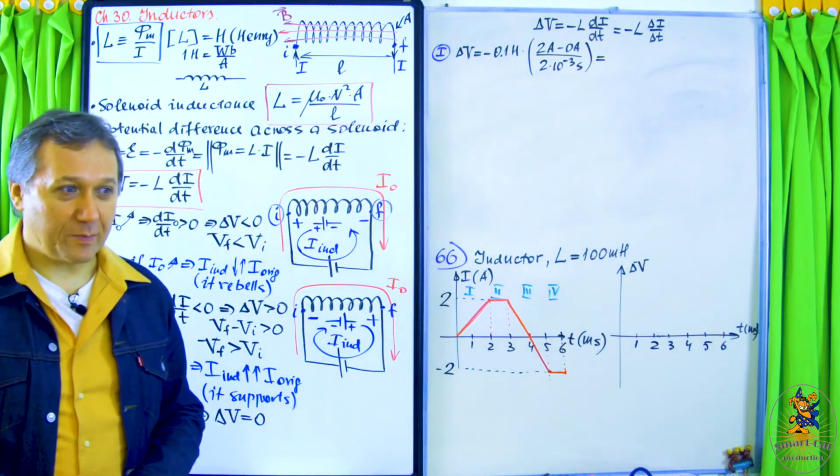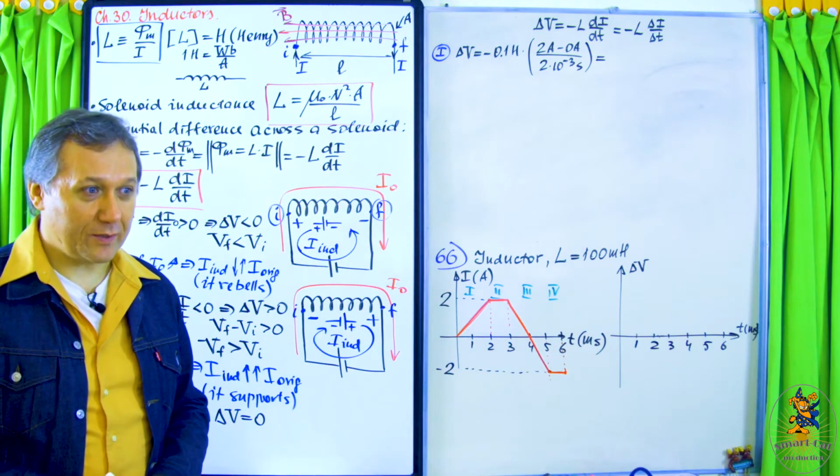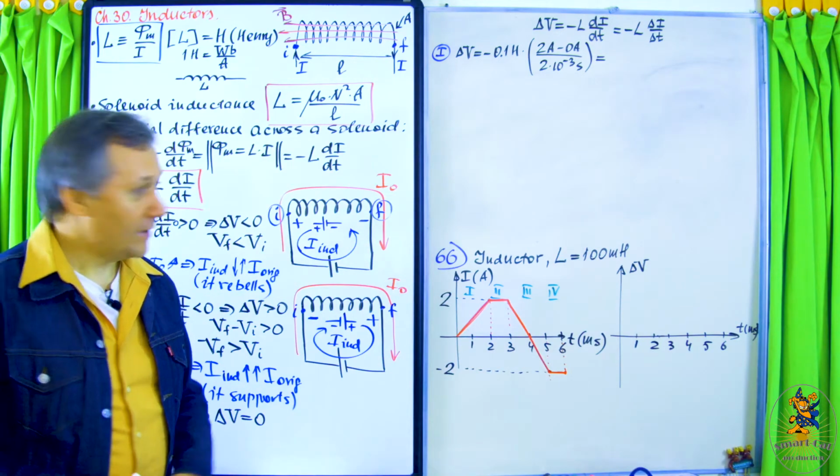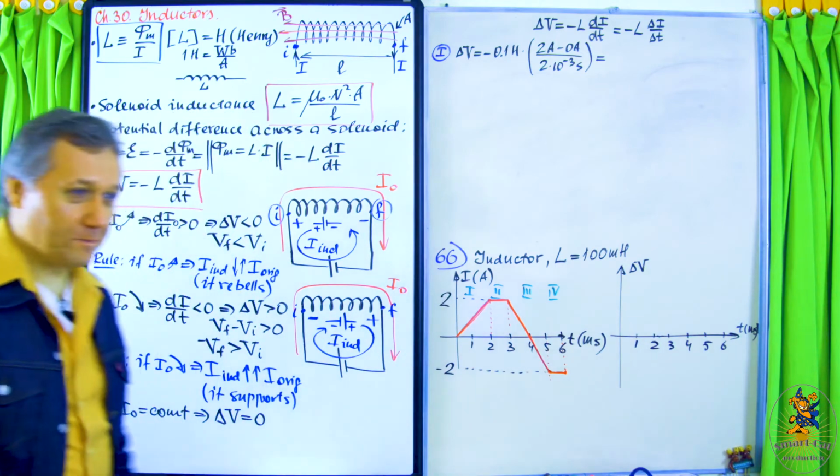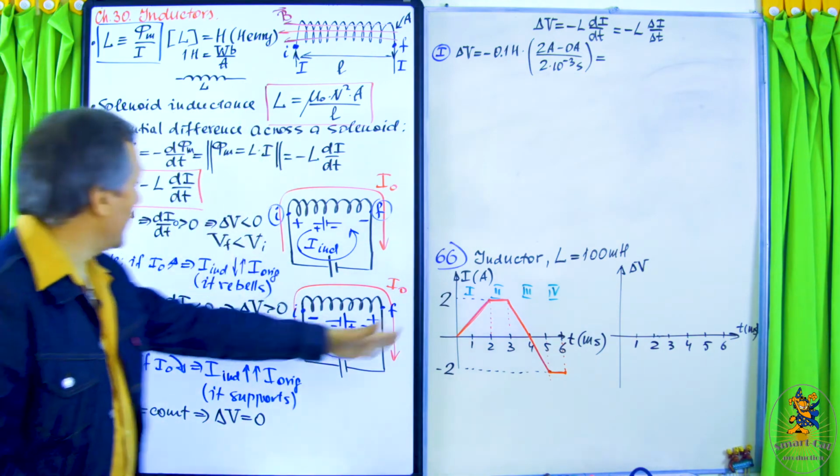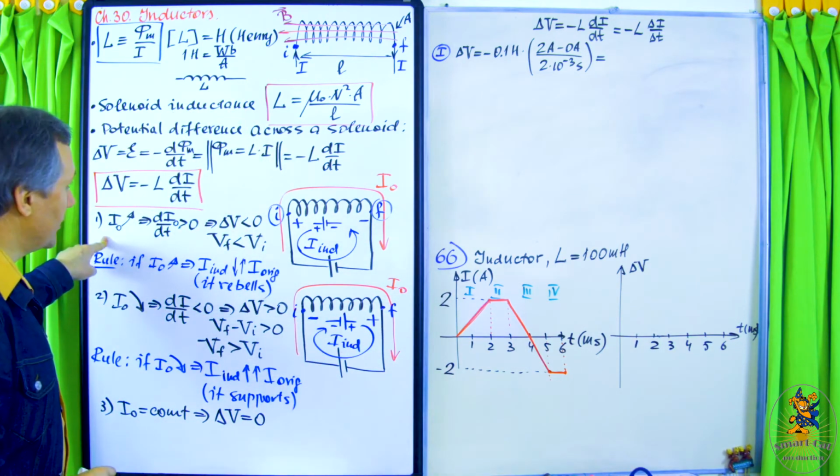So the potential difference across the solenoid will be negative, right? Current is growing. Basically, conceptually, current is growing. It's in this situation.